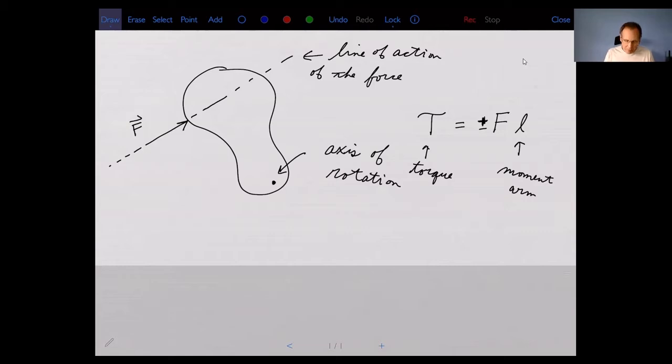Well, the moment arm is defined to be the perpendicular distance from the line of action of the force to the axis of rotation. So in this case, the moment arm would be this distance, the one that's perpendicular to the line of action of the force. So this would be L.